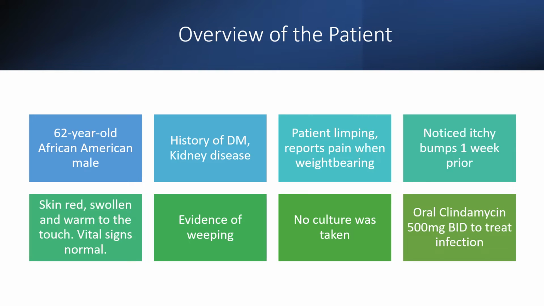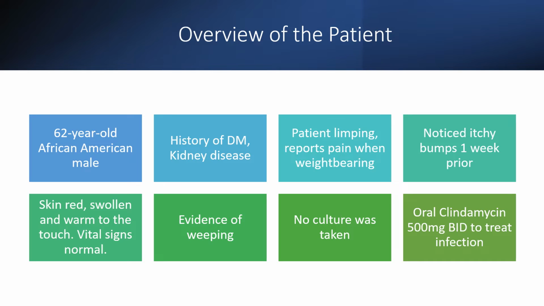The patient that I saw in the emergency department was a 62-year-old African American male. He has a history of type 2 diabetes and kidney disease. So he arrived at the ER limping, reporting pain, especially when weight bearing, and swelling to his extremity. So when he got back to the exam room, his skin was red, swollen, and warm to the touch.